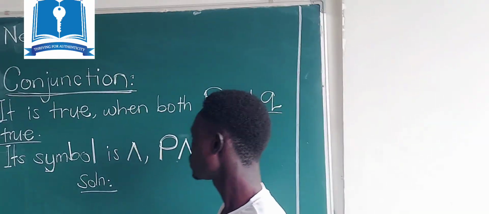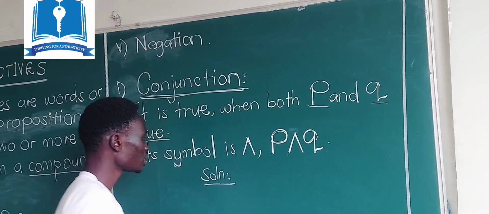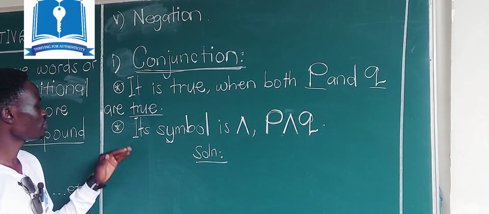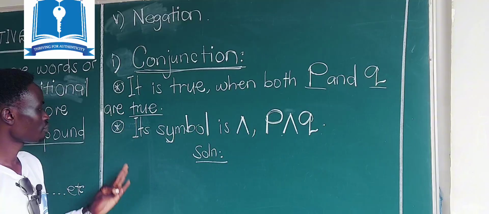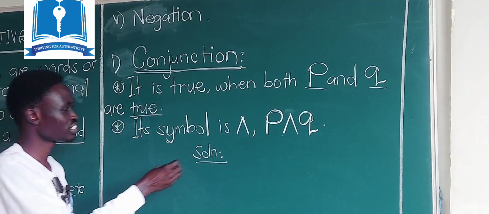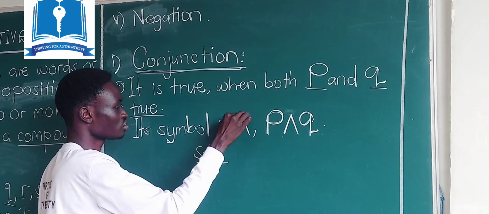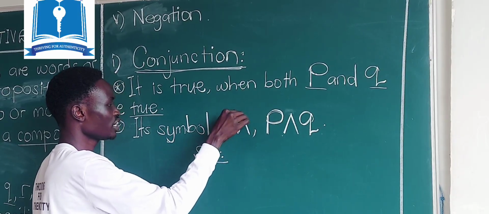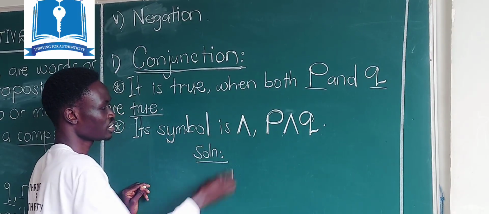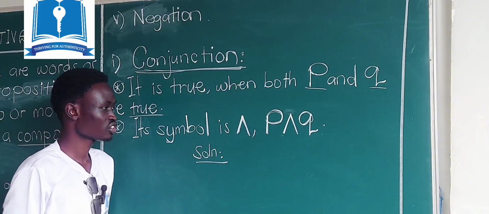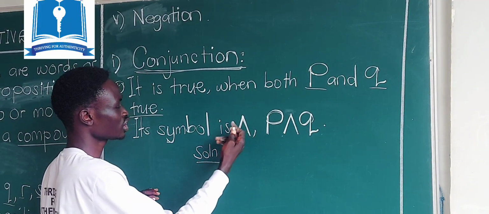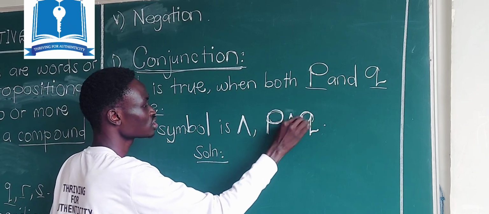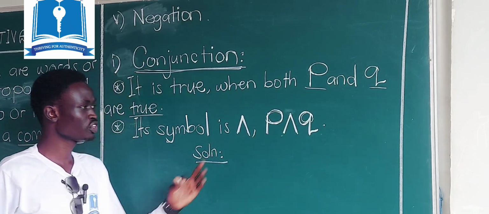Connectives also have their symbols. Conjunction has its own symbol, like this. When you see a symbol like this in a statement, just know that it represents conjunction. So we represent conjunction in this format: P conjunction Q.